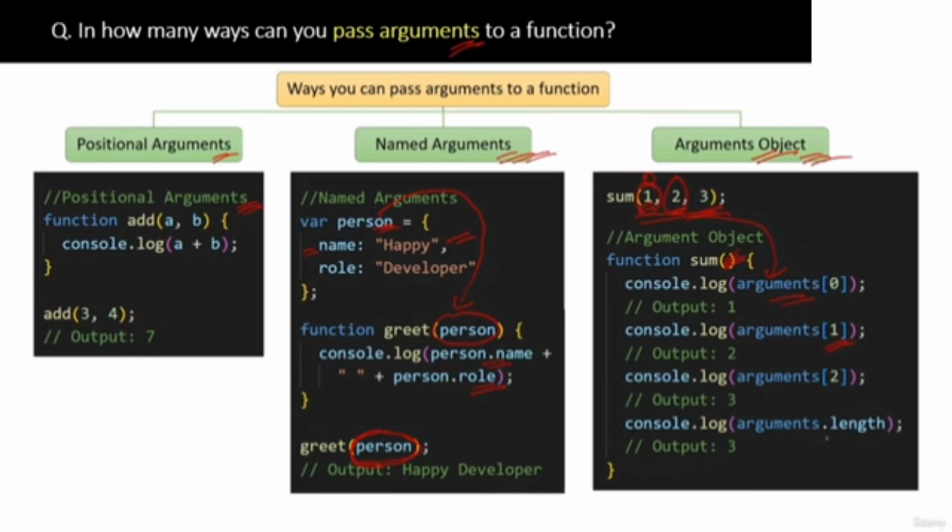Now, if you have 3 arguments, then the maximum index you can use with the arguments object is 2 only. Above that, you will get an index out of range error. So that is the answer to this question. How do you use default parameters in a function?